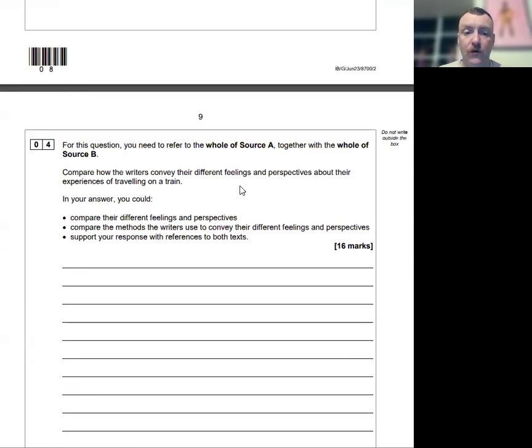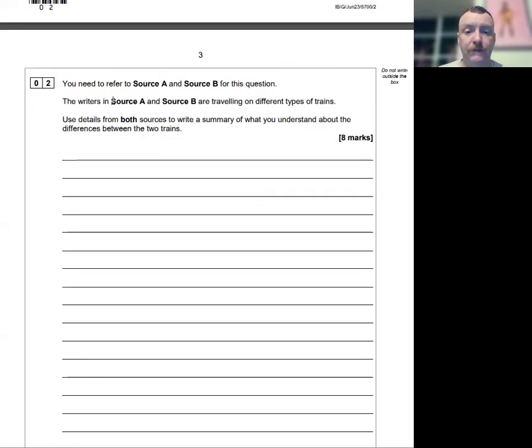Question number 4. For this question, you need to refer to the whole of source A together with the whole of source B. So we will have read the whole of source A and the whole of source B already, because we are focused on source A and source B.